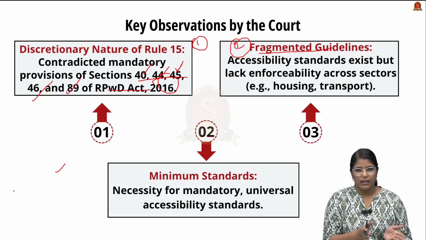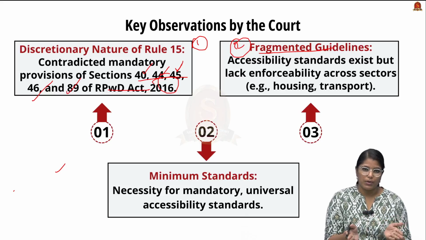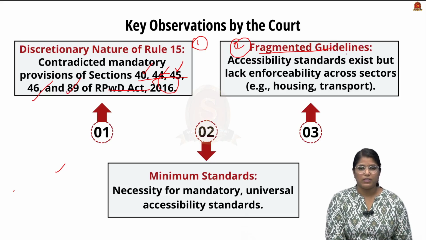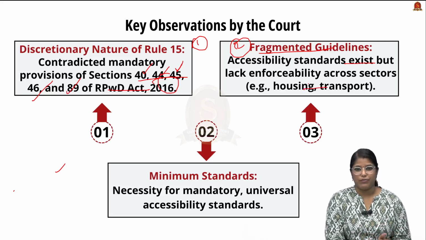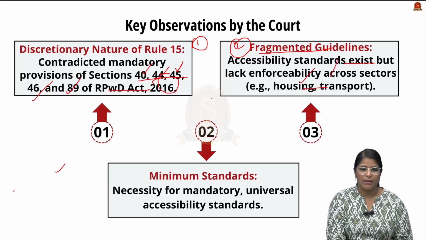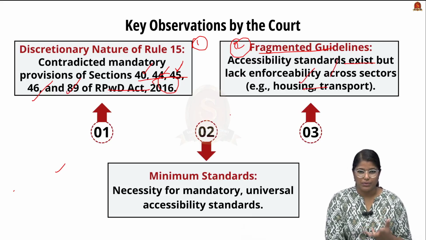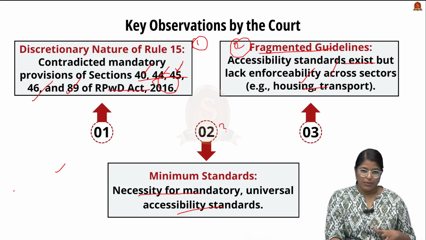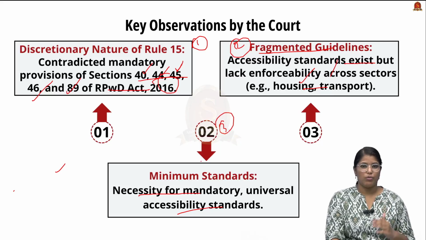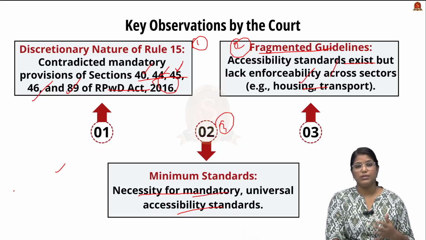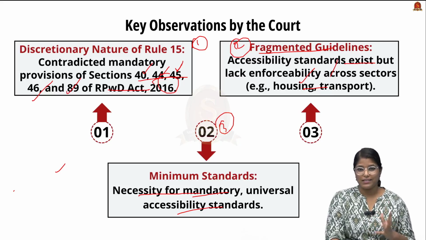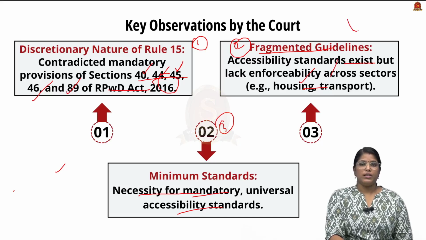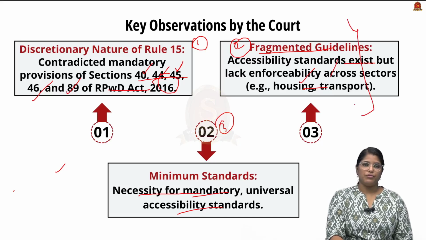Now the second observation made is the fragmented guidelines. As I said earlier, there is an actual contradiction between the rules and the Act. The accessibility standards exist, but they lack enforceability across sectors, for example housing, transportation and so on. Now the third important observation made is the presence of only minimum standards. So we require mandatory universal access. We need mandatory universal accessibility standards. So these are all the key observations of the court.